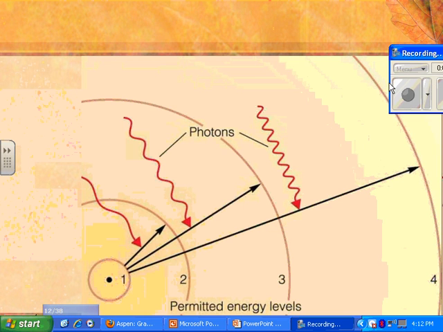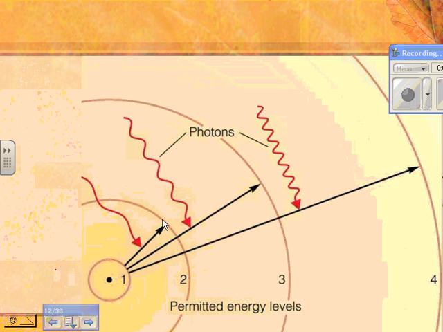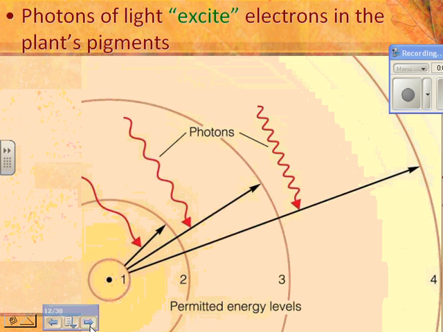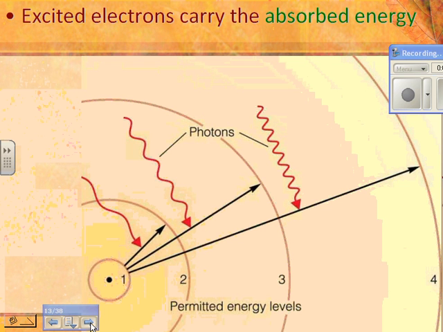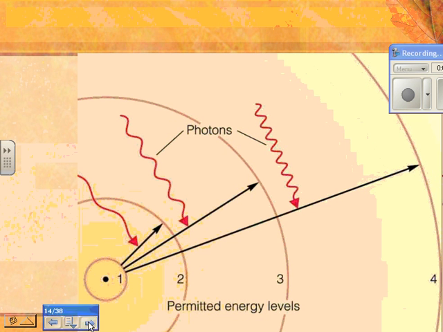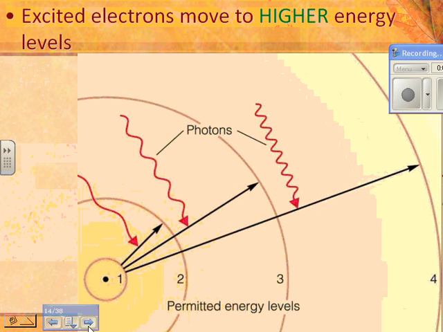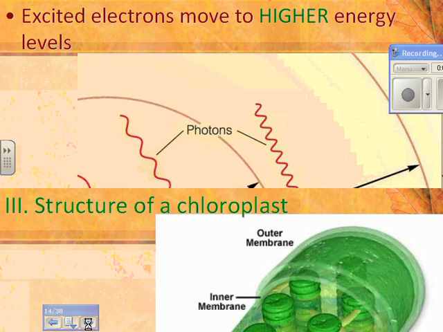So more about photons now. Here's an atom with its different energy levels. Photons of light can excite electrons in a plant's pigments. So here it is exciting an electron from the first to the second energy level, or from the first to the third. More energy would send it up further. Excited electrons carry the absorbed energy, because when it comes back down, it can release that energy. Excited electrons will move to higher energy levels.